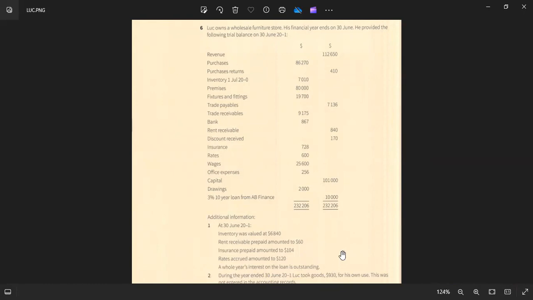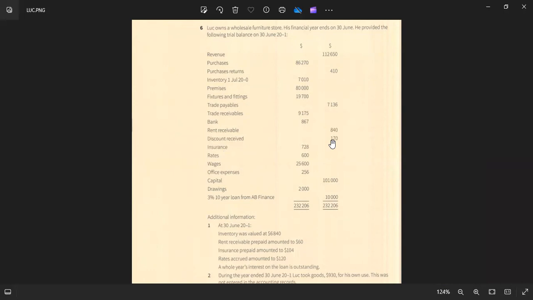Then we list purchases returns. They will be shown here. Less closing inventory. You can see our closing inventory is coming from this one. And then after that you get your cost of sales. Then you list from your turnover. Then let's say add other income. On our other income, we are going to use the 870, the rent receivable 840, discount received 170.